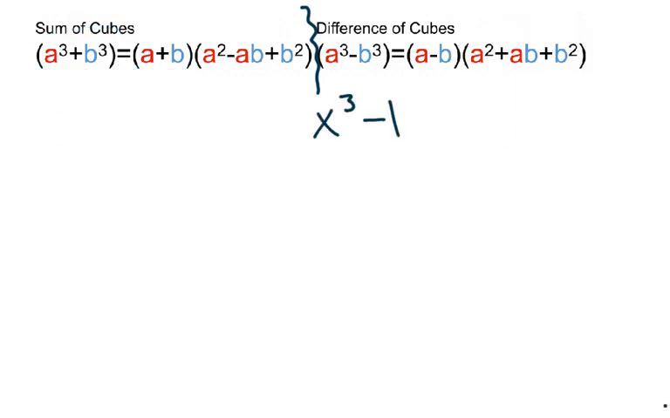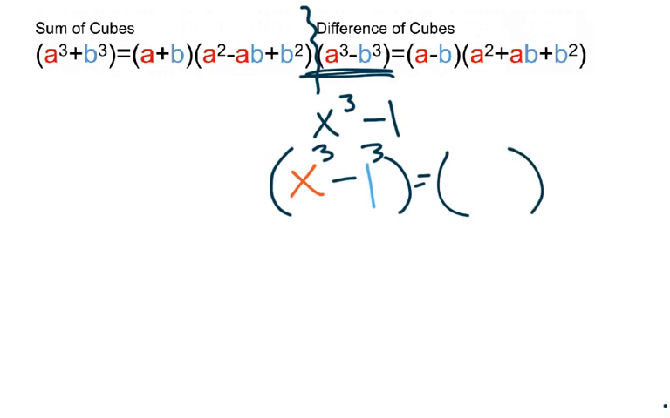Alright, so difference of cubes. So I'm going to rewrite it so it looks like this. Something cubed minus something cubed. So in order to get an x cubed, I would have to cube an x. Okay? And in order to get a 1 cubed, I would have to cube the number 1. Okay. And then this is how it factors. The two things that were being cubed, I'm going to write together with a minus sign, because they always have the same sign.